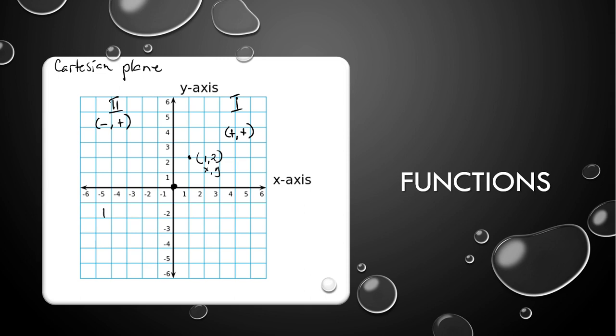Okay, in the third quadrant we still have negative for the x, and as you can see, under the origin is also negative, so the y is also negative. And then in the fourth quadrant, x is positive and y is negative. Okay, it's very important. This is just a review. I know you already know about it.